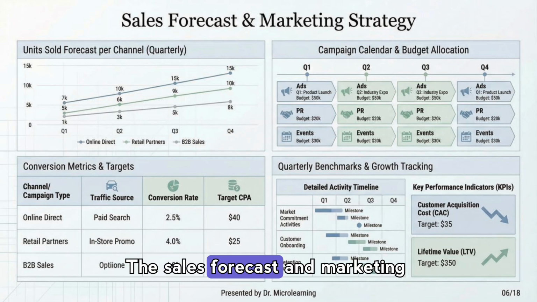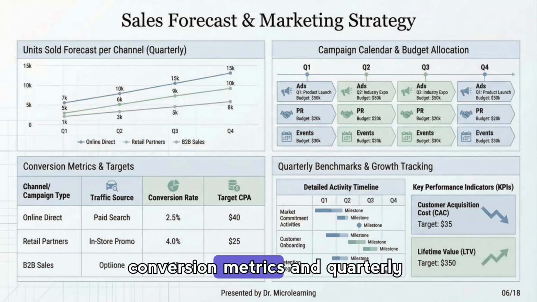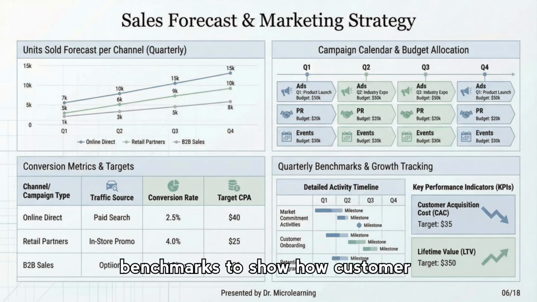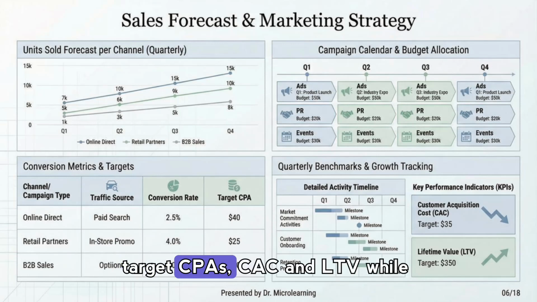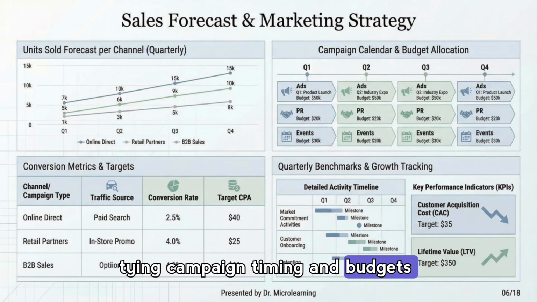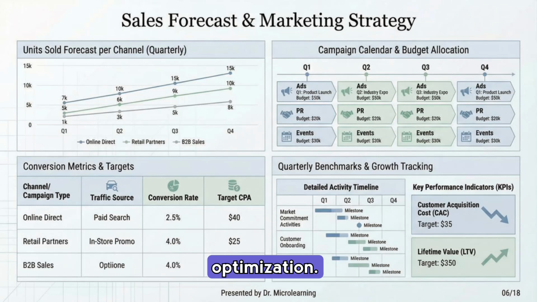The sales forecast and marketing strategy slide brings together unit forecasts, a campaign calendar, conversion metrics, and quarterly benchmarks to show how customer acquisition and channel mix drive revenue. The dashboard highlights target CPAs, CAC, and LTV while tying campaign timing and budgets to measurable milestones for continuous growth tracking and optimization.